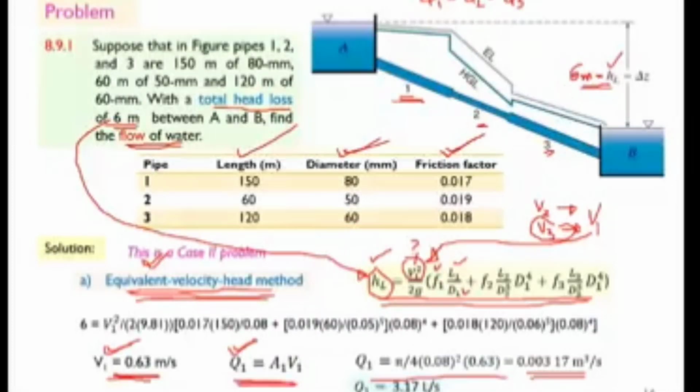As a check, now that we have calculated V1, you can calculate V2. You can just plug in the values, and V2 is this much. Now from Q2 equal to A2 times V2, you calculate, and the discharge is 0.00317. You can compare this here, 0.00317, and we get the same result.